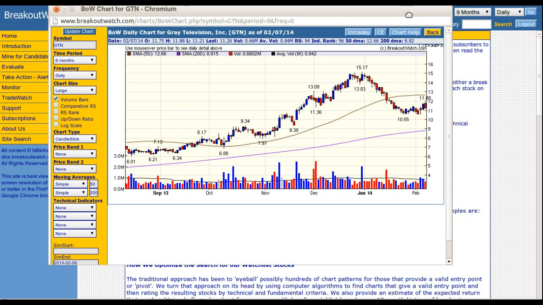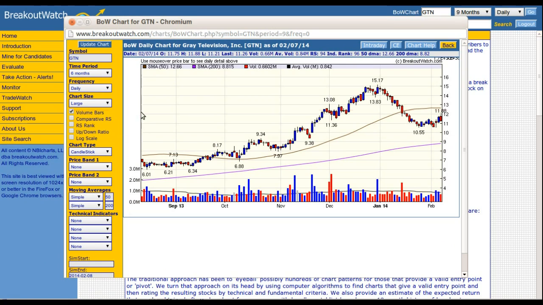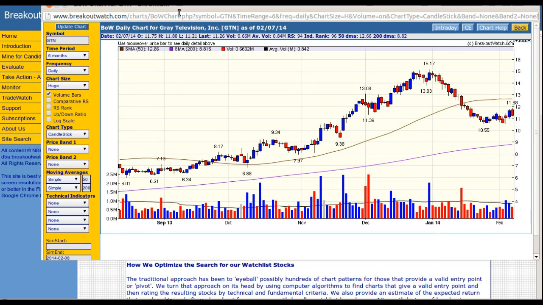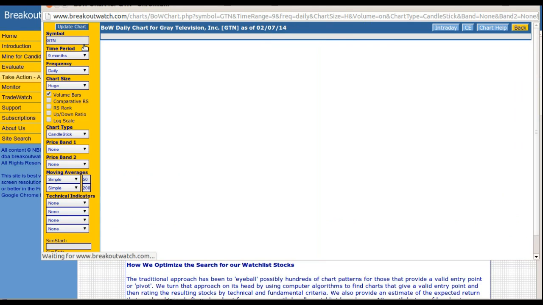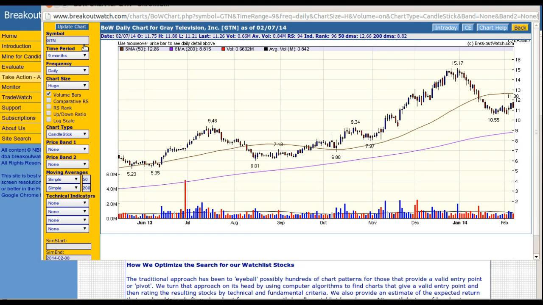Here it is. To make it a little easier to see in the video, I'm going to enlarge the chart size to huge, and I click Update Chart. Okay, there's our huge chart, and I'm also going to show it over 9 months so that we can see the cup with handle formation that this symbol formed. Here's the cup with handle here.